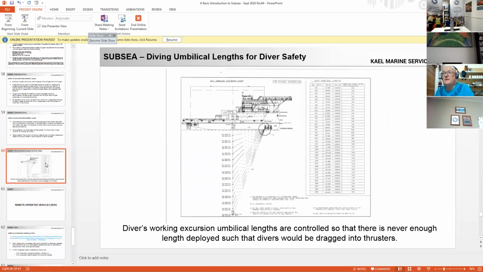A little separate one is your diving umbilicals. When a diver's coming out of the bell, you need to control the diver's umbilical length. There should never be sufficient umbilical on the diver that it can be reached back up to the surface and drawn into the vessel's propellers. Every diving ship will have a chart showing the umbilical length required from the bell for the safe working distance away from the thrusters, the closest thruster, I should say.